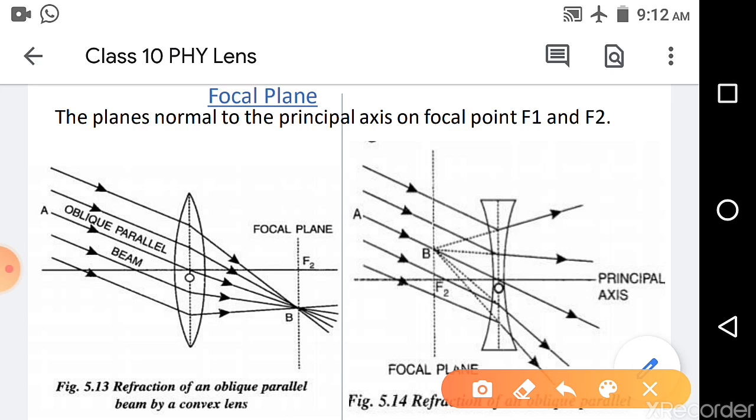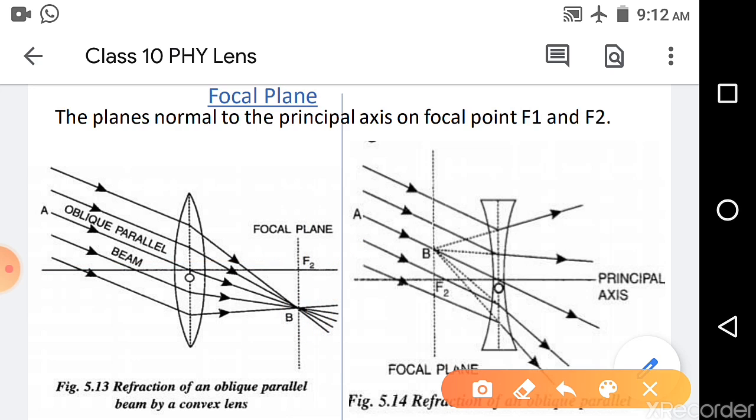Now see those figures. Here light rays are incident obliquely, a parallel beam of light. All the light rays are parallel and incident obliquely on a lens. Then after refraction, those will meet at a common point. But remember that the point where they meet must be on the focal plane. That means whenever refraction occurs, the point will definitely be on the focal plane, the plane perpendicular to the principal axis at the focal point.